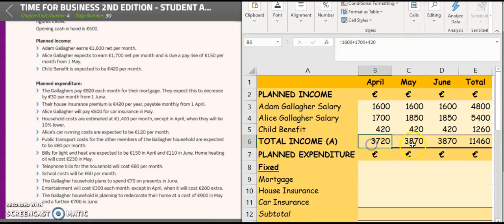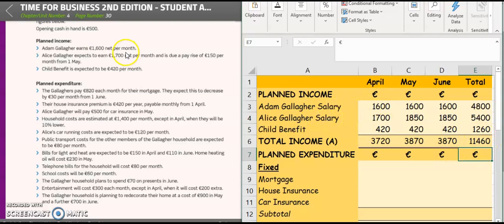Now you can also add going across as well to check to make sure you're correct. So it's going to be 3,720 plus 3,870 plus 3,870, and we get 11,460. So that's the same. That's your planned income done.